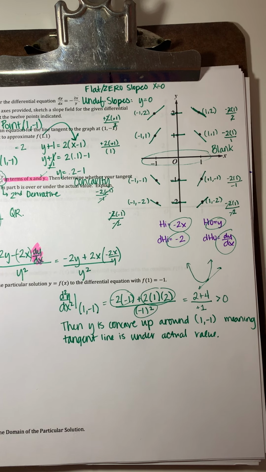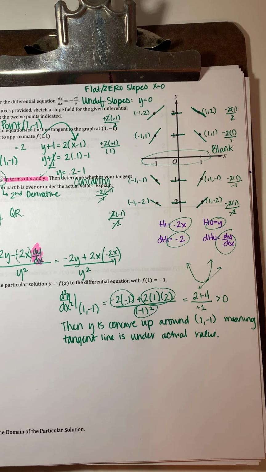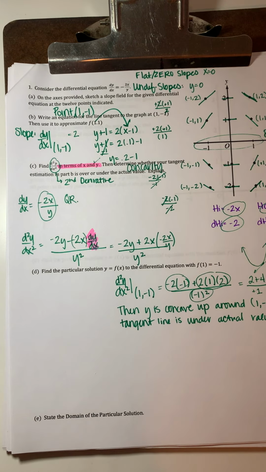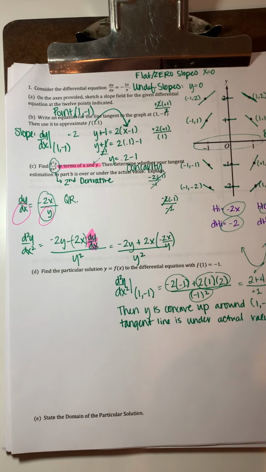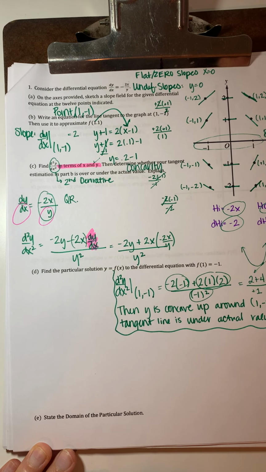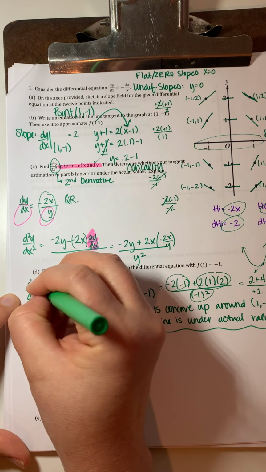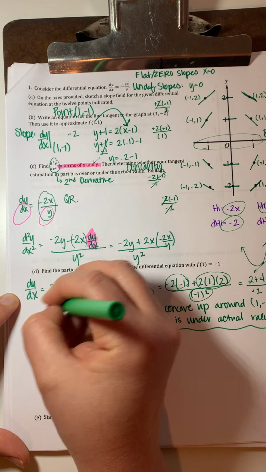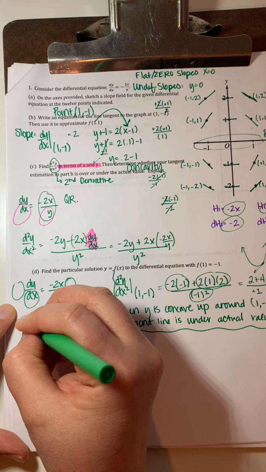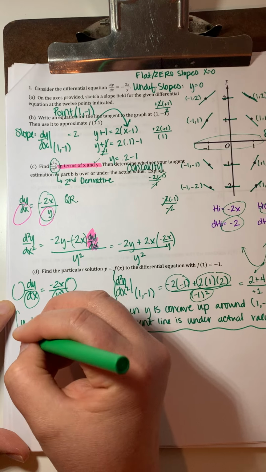Okay, so it says find the particular solution. So we've done that before. Remember, we need to separate. So if I'm looking at this as my dy dx from the initial part of the question, that means these two things are both going to have to move. Okay, so all of this was part C. So if dy dx is negative 2x over y, then my y needs to move here, my dx needs to move here. So I'm going to have y dy and then negative 2x dx and then integral.